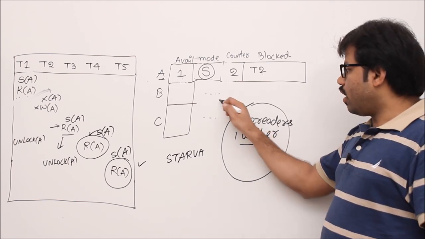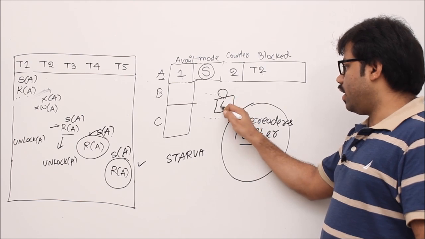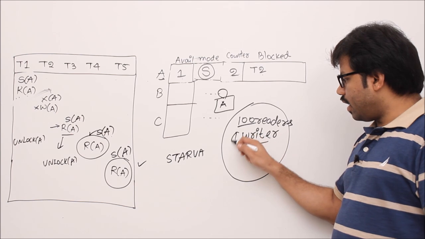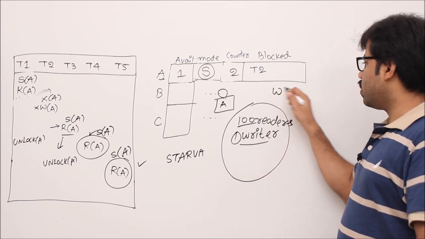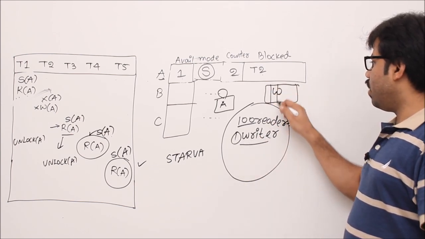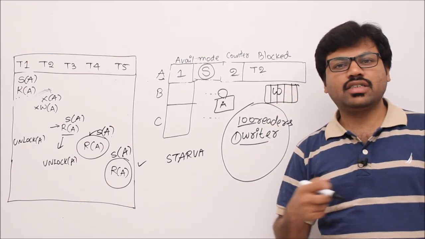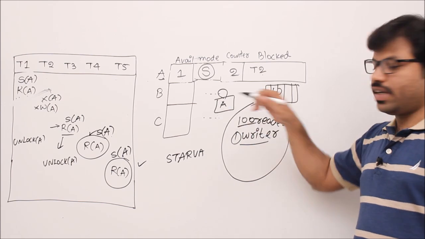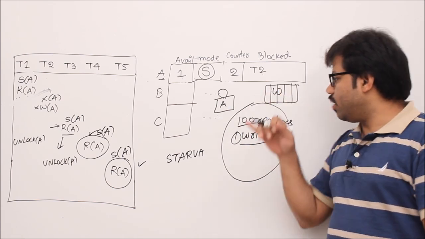Initially, one reader holds the lock on database item A. Then whenever that writer tries, he will be blocked. See, this is a writer. Now he will be put in jail, correct? Because he is trying to achieve a conflicting lock, right? So that's why he will be in jail.